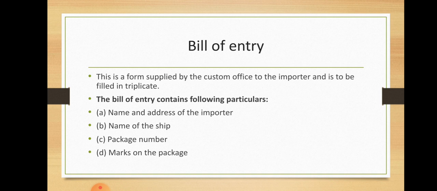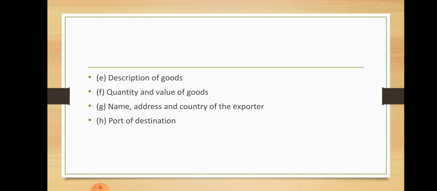Now on the bill of entry, what things have to be mentioned? Name and address of the importer, name of the ship, package number, marks on the package, description of goods, quantity and value of goods, name, address and country of the exporter, and port of destination.